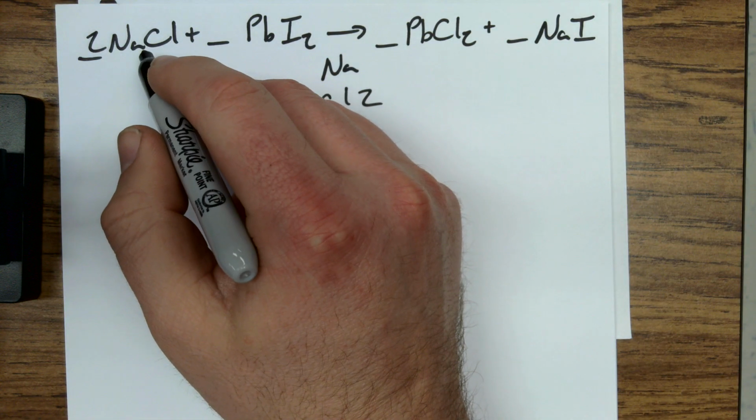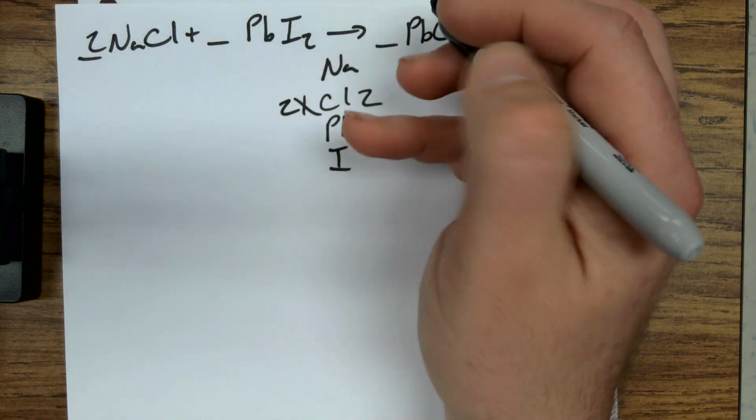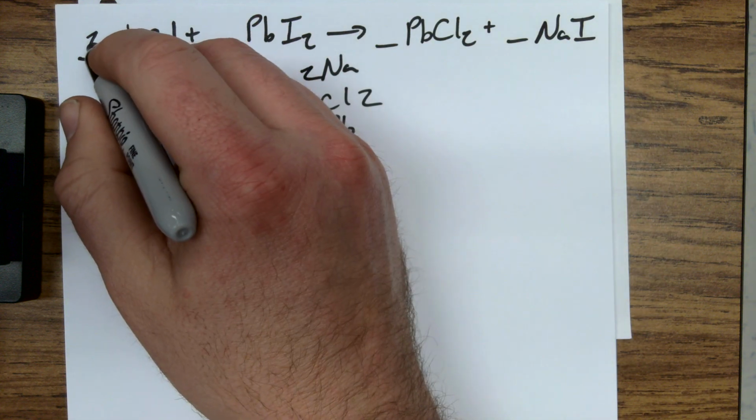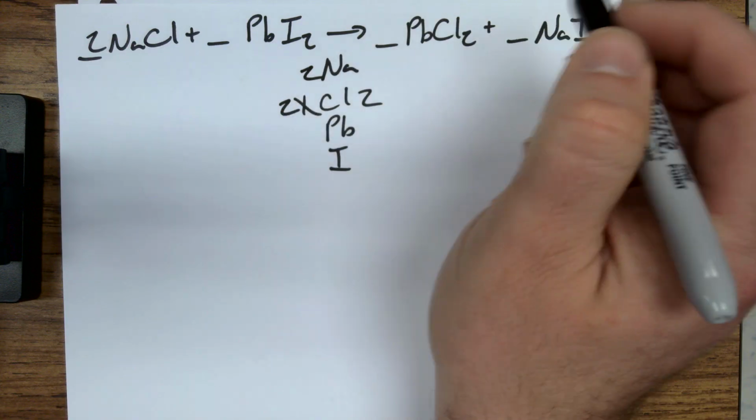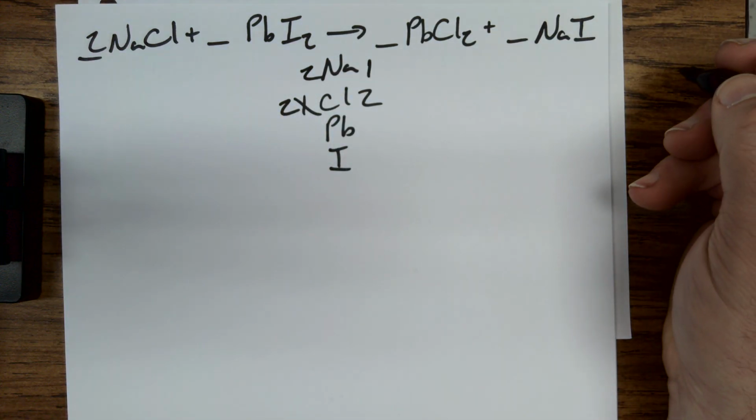I changed the chlorine, I'll do the sodium next. 2 times 1 sodium gives me 2 sodium. Right now I have 1 sodium on the other side. How do I fix that?